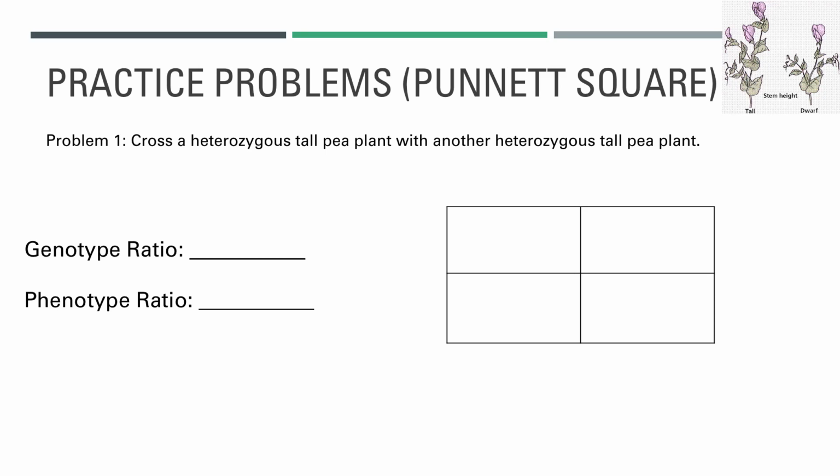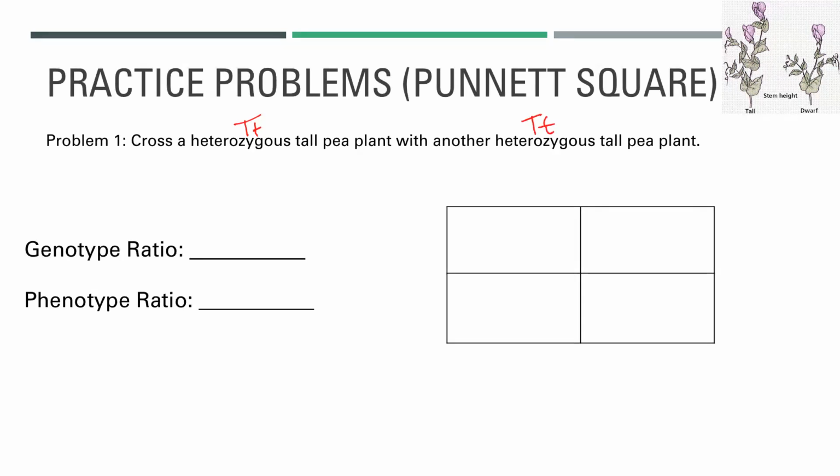Our first problem is pretty simple. We're going to cross a heterozygous tall pea plant with another heterozygous tall pea plant. So we're going to cross two pea plants that are basically tall, but they are heterozygous. Heterozygous tells me the genotypes, and sometimes I'll write that right on the problem. We know it's going to be big T and a little t because it's heterozygous, two different alleles from the definition we learned earlier. And we know that the other plant is also heterozygous, so big T, little t here.